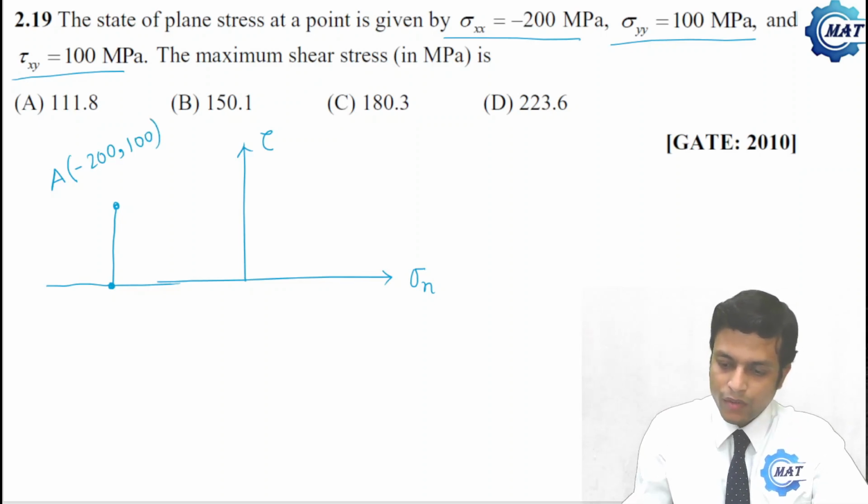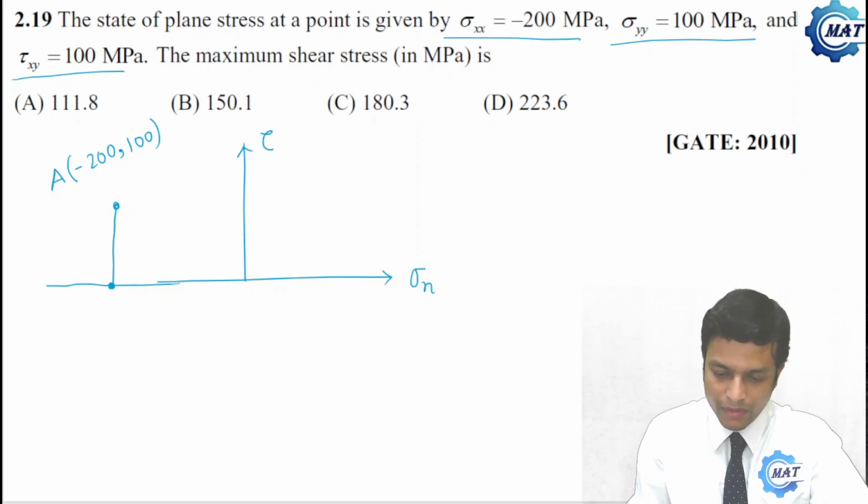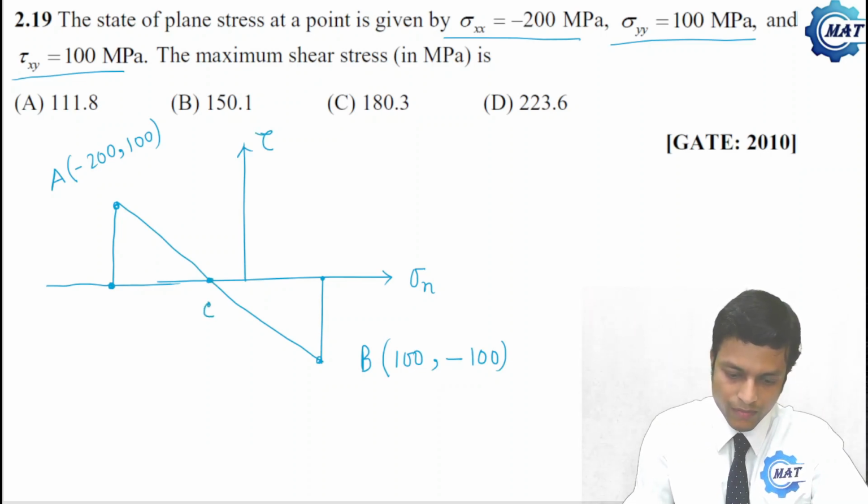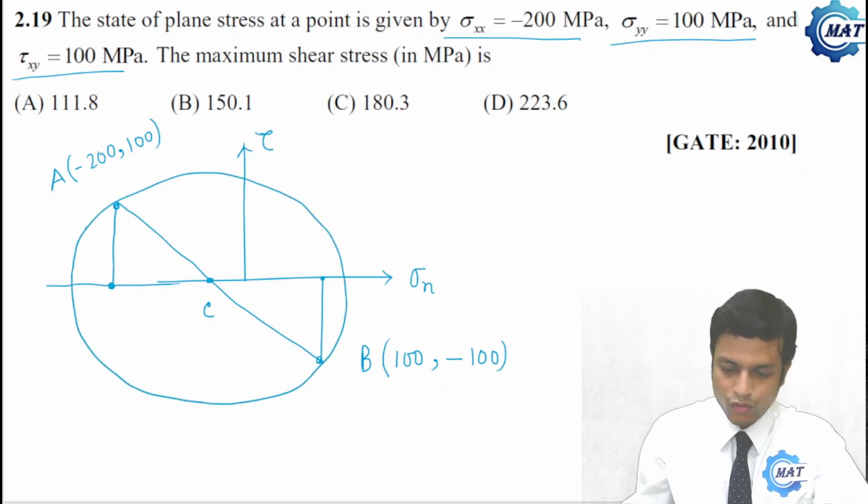And what is tau? Sigma yy is 100. So point B will be here. So B is 100 comma minus 100. Now join AB, and at the center here C, draw the Mohr circle. So this is the Mohr circle.